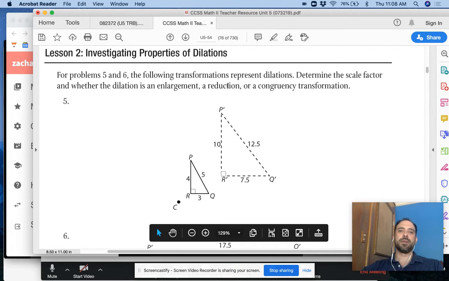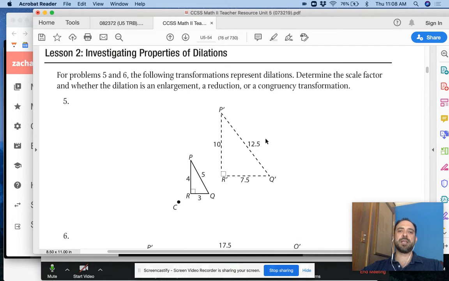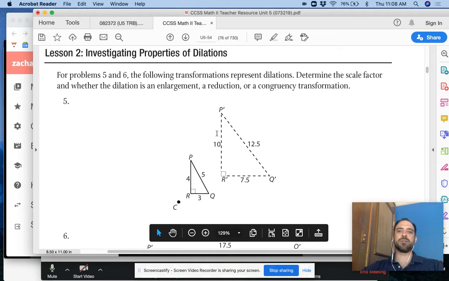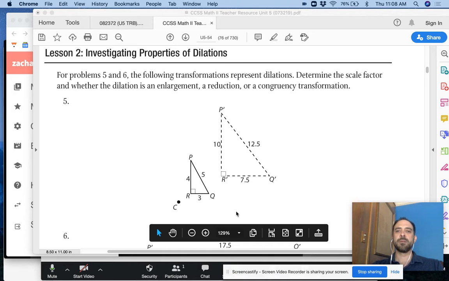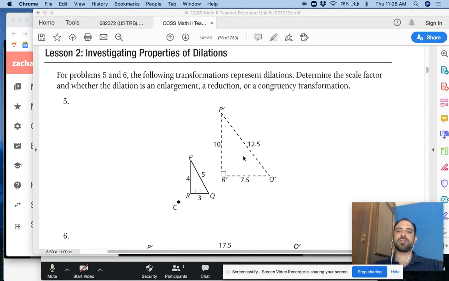We could tell. A reduction would go from the pre-image to the image. So the pre-image is before the transformation to the image. A reduction would just be a scale factor that's less, right? So it becomes smaller. Okay. A congruent transformation is where it does not change the size and shape of our polygon.